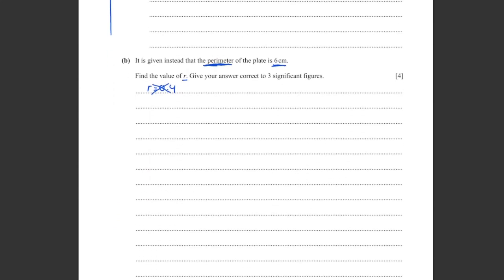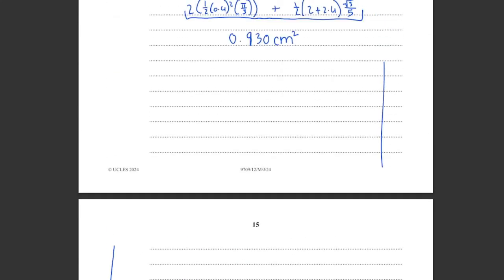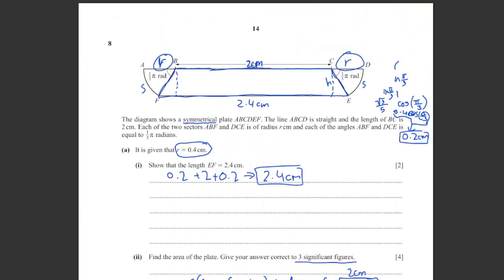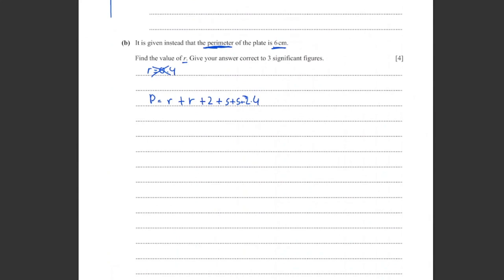So let's do that. Our perimeter is equal to r plus 2 plus s plus 2.4. So these are all of the sides. I'm just going to show you again: r, 2 centimeters, 2.4, s, and s. So I just added all of those sides up. And I know that my answer is going to be equal to 6. But what is this s? I don't want the s. I want to find r.